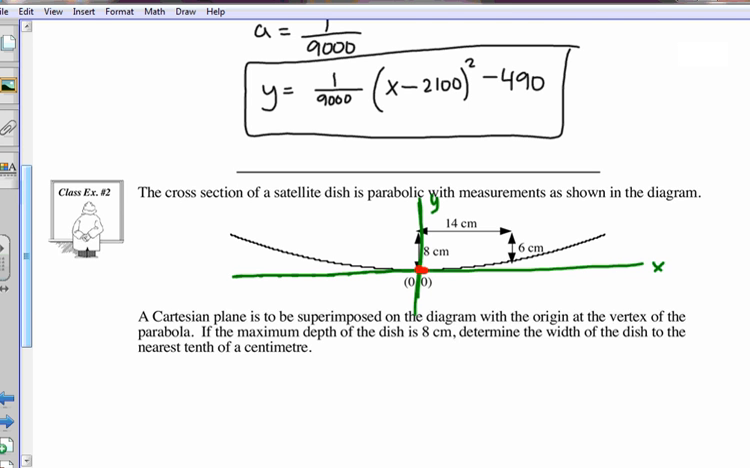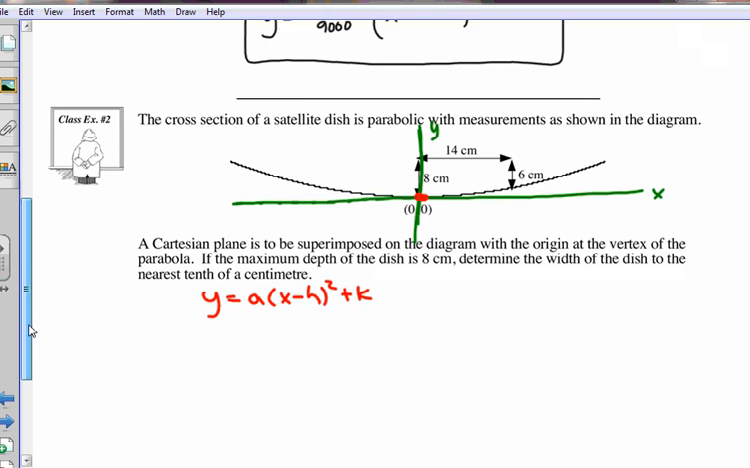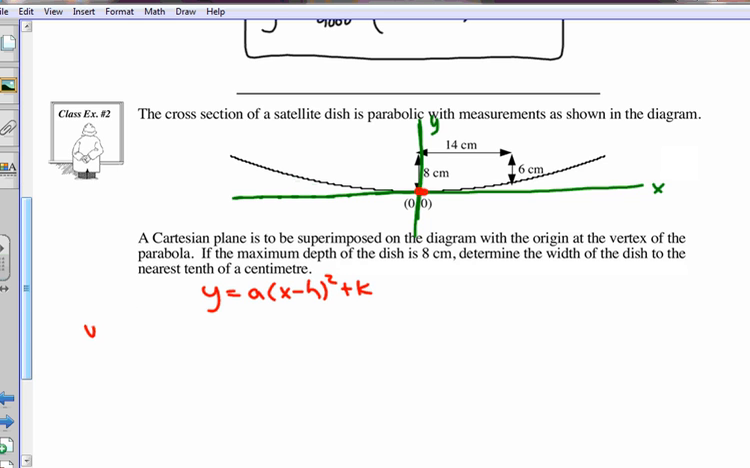Okay, so before we can do anything, we need the equation. Now, which type of equation should we make? Factored form or standard form? Standard. Why standard? We know the vertex. We use the equation y equals a times x minus h squared plus k. What's the vertex? 0, 0. Vertex is 0, 0.